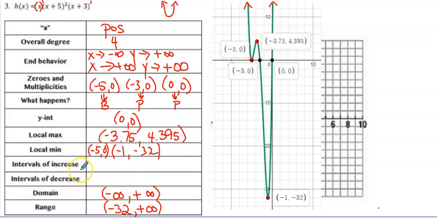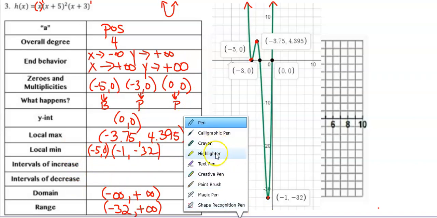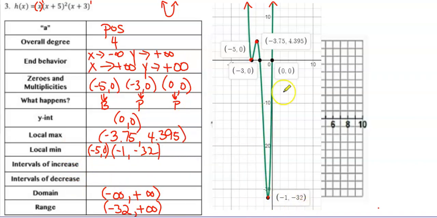Okay, what do we have left? Intervals of increase and decrease. Okay, I'm going to get my highlighter. Need to make this thinner. All right, so let's see. Going from left to right.